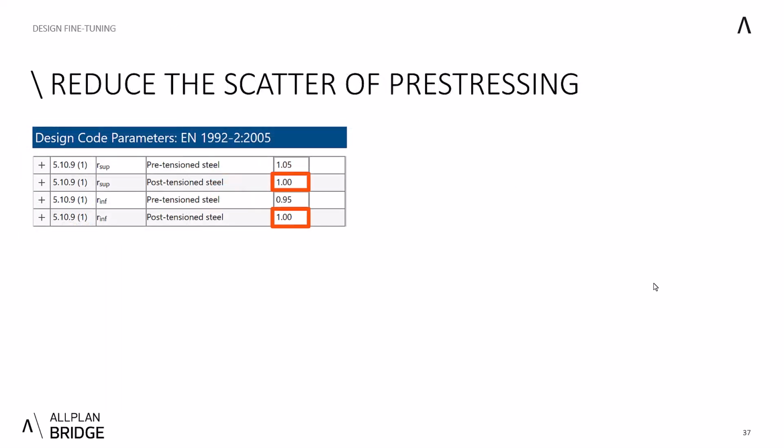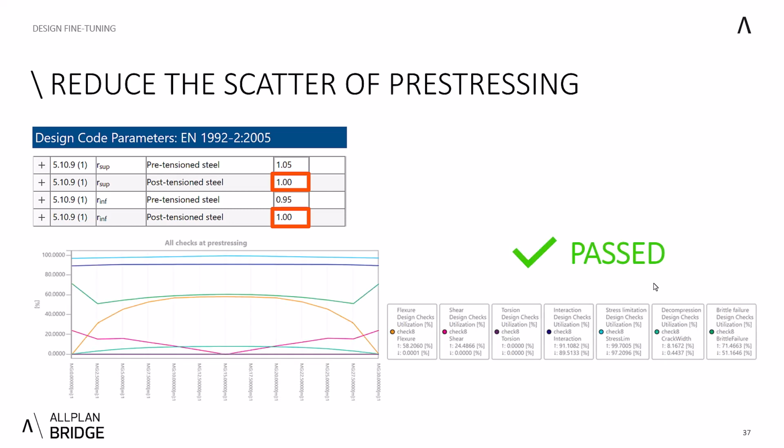As explained before, the first natural option is to reduce the scatter of the values of pre-stressing force, supremum and infimum, for the checks at the time of pre-stressing. This can be done by modifying the design code parameters valid for Eurocode bridge design, which I showed at the beginning of my presentation. The results of the checks of all cross-sections at the time of pre-stressing after adjustment of the scatter of pre-stressing force show that the entire beam complies with EN requirements.